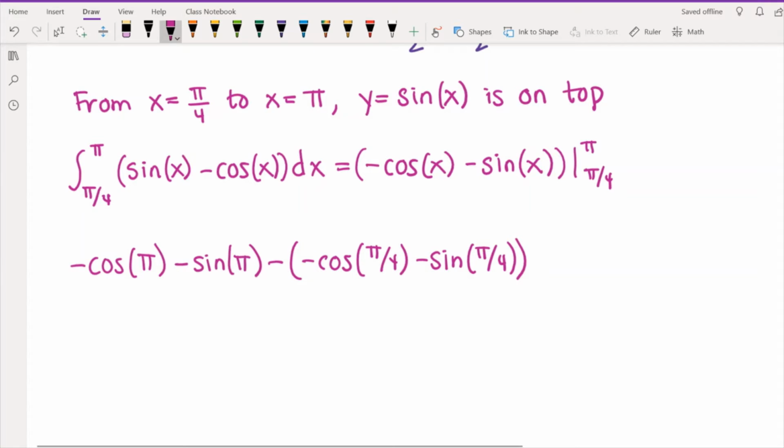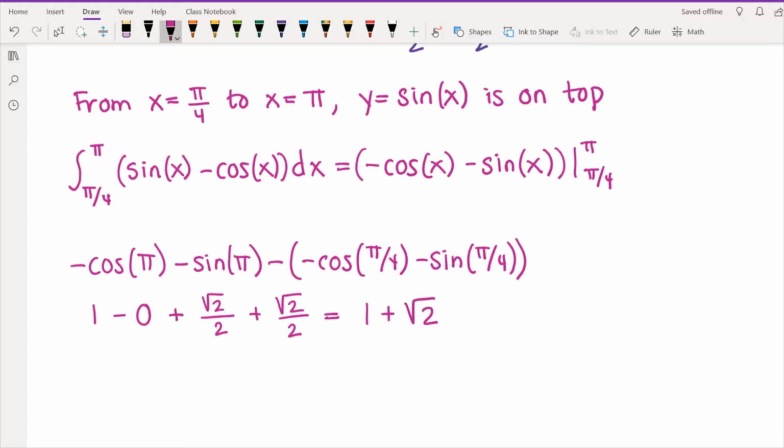So cosine of pi is -1, but we have negative cosine of pi, so that's going to become +1. And then sine of pi is 0. And then we have plus cosine of pi over 4, which we mentioned earlier is square root of 2 over 2. And then we have plus sine of pi over 4, which is also square root of 2 over 2. And so that simplifies all together to 1 plus square root of 2.